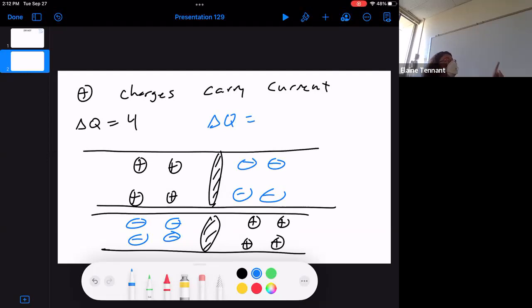And so what I'm saying is, for the black charges, I've had to add +4 to the right-hand side and subtract 4 from the left-hand side. For the blue charges, to go from -4 here to 0, I've had to add 4 to the right-hand side, and then went from 0 to -4, and subtract 4 from the left-hand side. So in both cases, I'm adding 4 to the right-hand side and subtracting 4 from the left-hand side. Does that make sense?